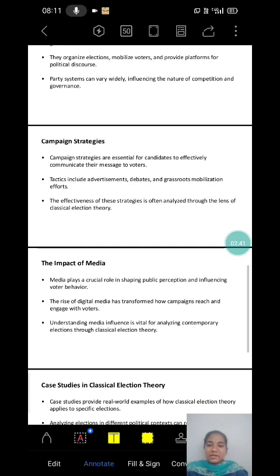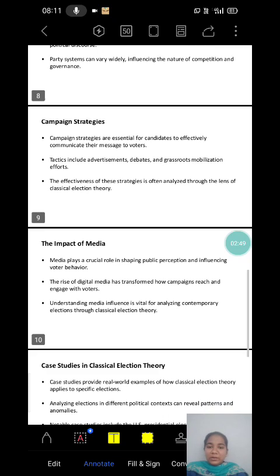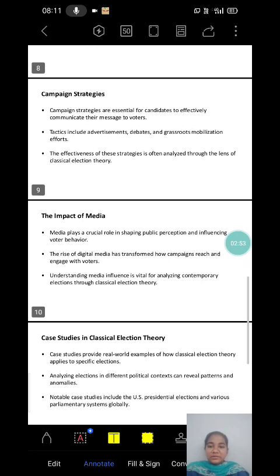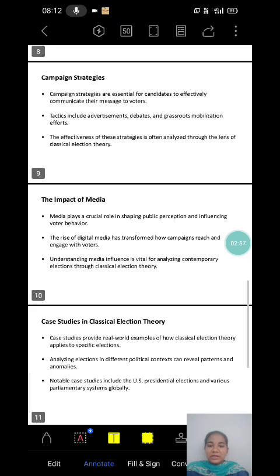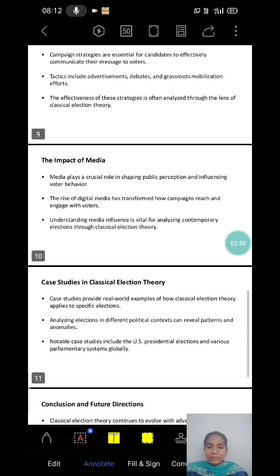Campaign strategies. Campaign strategies are essential for candidates to effectively communicate their message to voters. Tactics include advertisements, debates, and grassroots mobilization efforts. The effectiveness of these strategies is often analyzed through the lens of classical election theory.